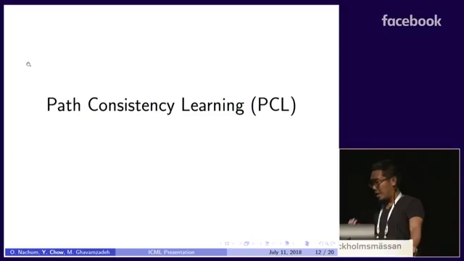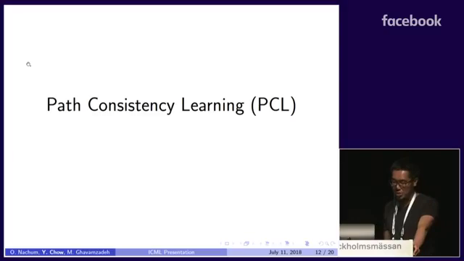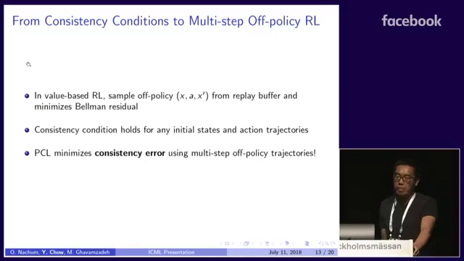After introducing all these theoretical conditions between Sparsemax and ERMDP, we want to move towards path consistency learning. As previously in many value-based reinforcement learning methods, such as DQN, in order to improve sample complexity, we usually sample off-policy state, action, next states from a replay buffer and try to minimize some sort of Bellman residual. This is nice, but we somehow ignore the temporal dependencies throughout the trajectories because all we want to sample here is state, action, next state samples.